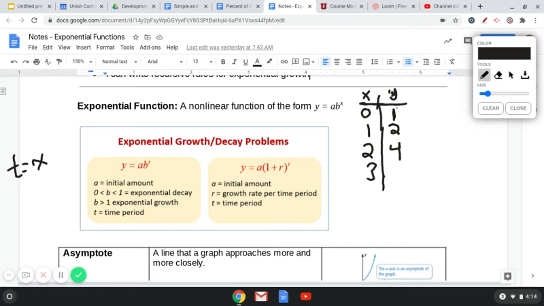After year 3, we're going to double that amount. So double 4 is 8. After year 4, we're going to double 8, which will be 16. After year 5, we're going to double 16, which will be 32. You see how we're growing faster and faster the more we go on.